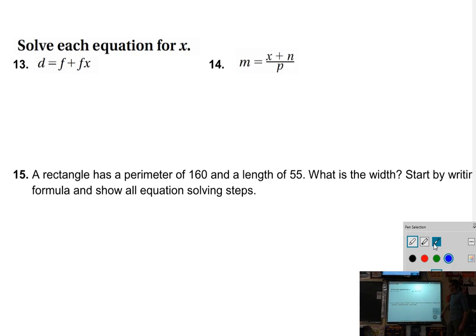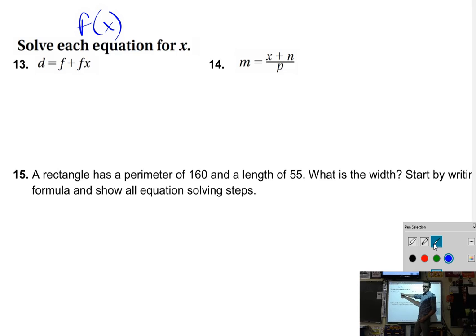So now we're asked to solve for x when we have 3 different values. So I have d, f, and fx. Be careful because as you get up into math 2 and things, we'll use functions in the notation f of x. This is not f of x. This is just f times x. So we don't know what any of these values are, but we need to isolate the x.